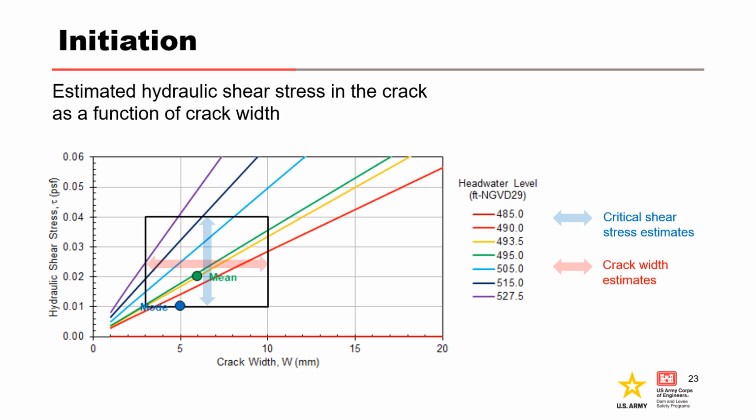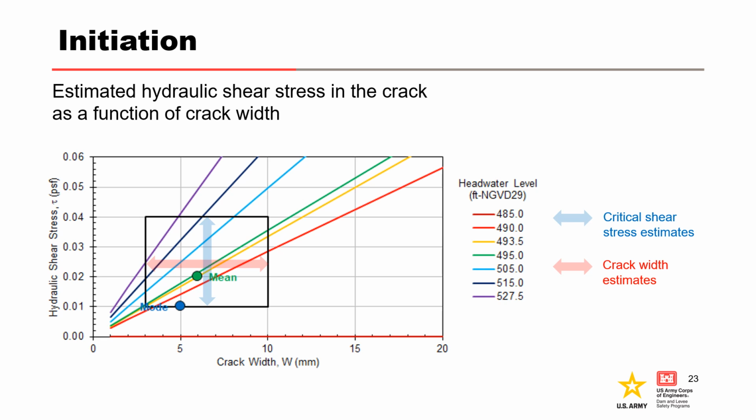The rectangular box bounds the estimates of crack width, shown by the red arrows, and the critical shear stress for the embankment, shown by the blue arrows. The critical shear stress can be informed by the RMC erodibility parameters toolbox, and the crack width can be informed by the RMC concentrated leak erosion, crack width, and depth toolbox.